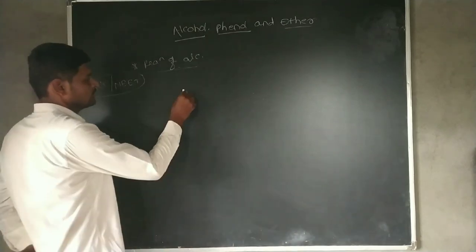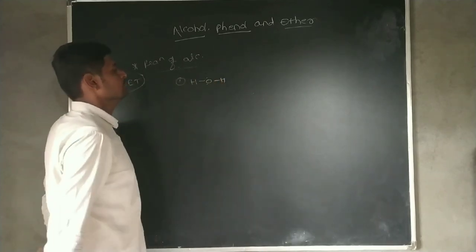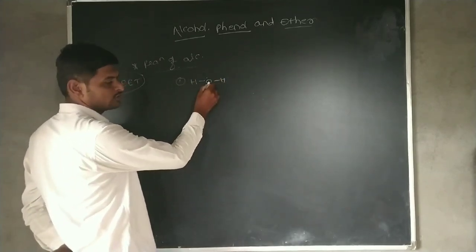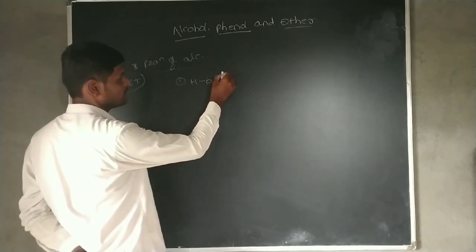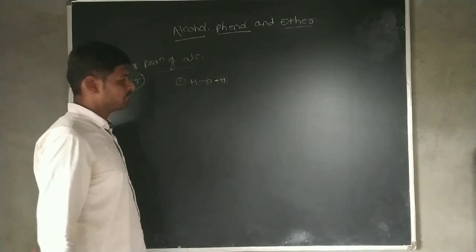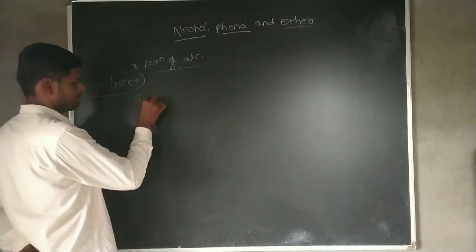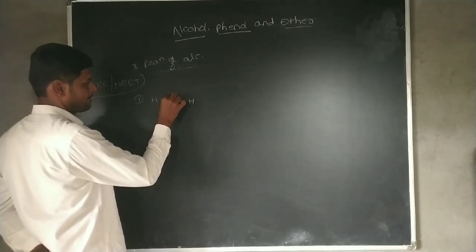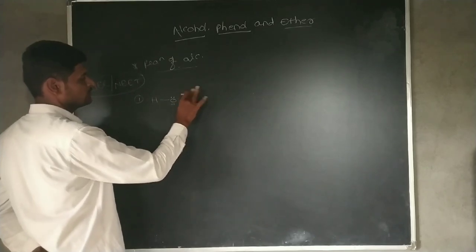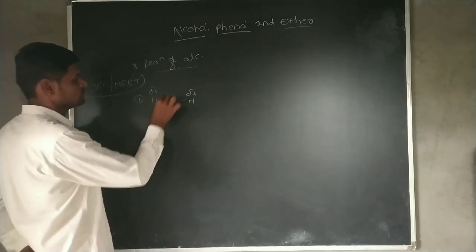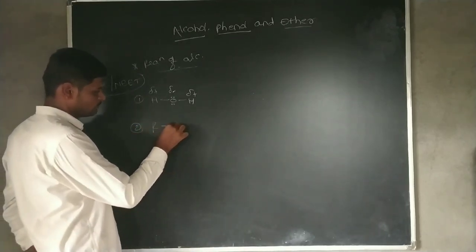Okay. Firstly we consider water. In this water, the hydrogen atom is directly attached to oxygen, therefore oxygen attracts the shared pair of electrons towards itself, therefore this hydrogen is present in the form of H plus ion, and so this hydrogen is acidic. Okay. This hydrogen shows the partial positive charge, and this oxygen shows the partial negative charge.